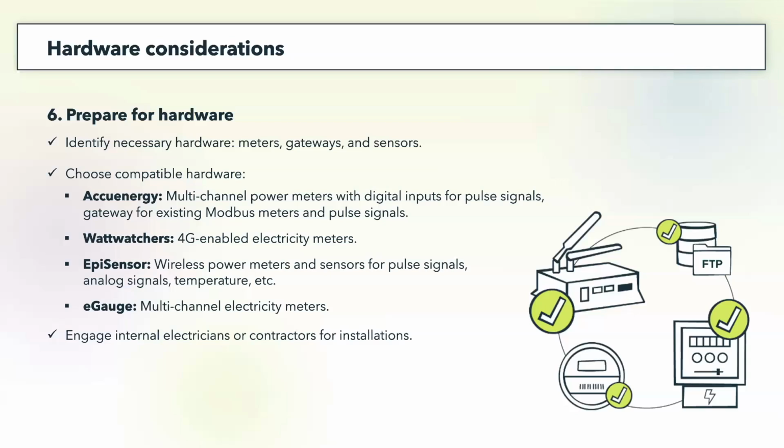eGauge is an electricity meter manufacturer from the US. They manufacture multi-channel electricity meters that have other capabilities, and all of them, all four of them, are already compatible with EnergyCap SmartAnalytics, right? Make sure for hardware that you engage with your either internal electrician or external contractors for their installation. So you get them familiar with what they are installing and how to install them, et cetera, in case they are not, okay?